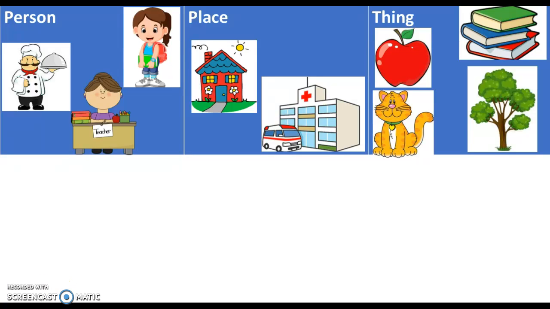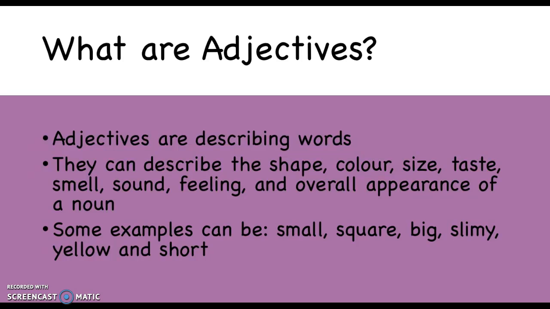But the problem is, we can't just leave nouns as they are. We can't just say the teacher, or the house, or the cat. We have to be able to describe what they are doing. So this is where our adjectives come in.